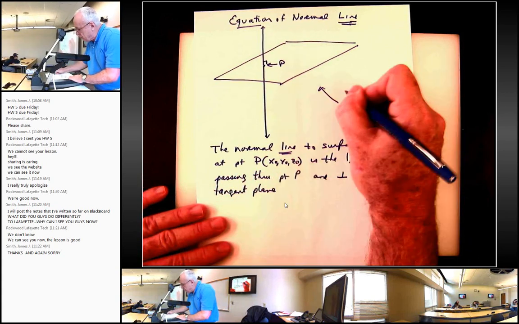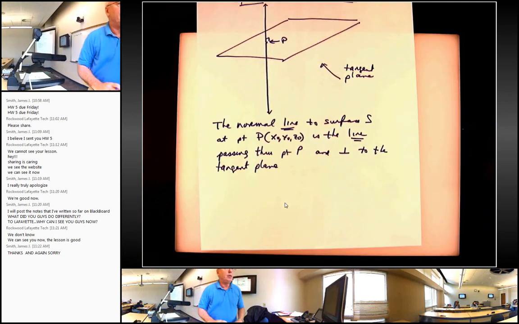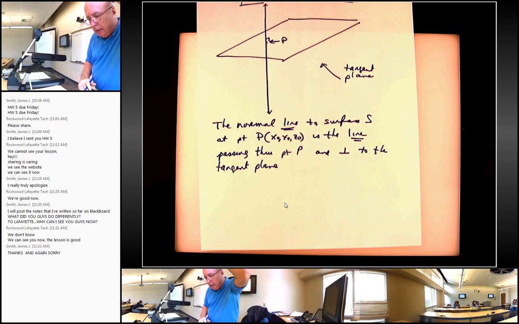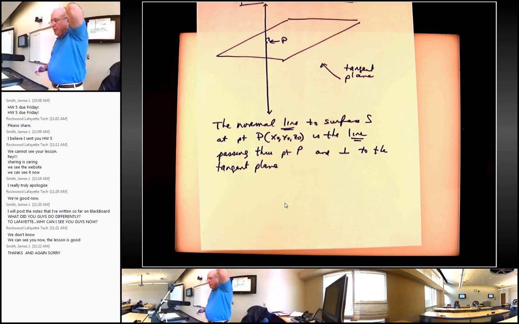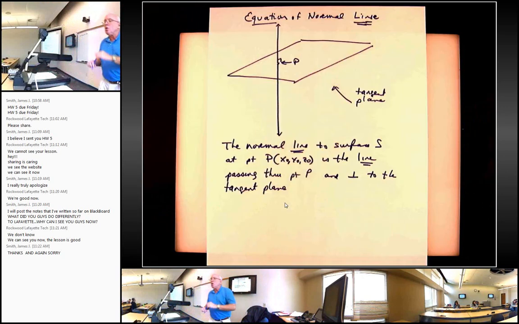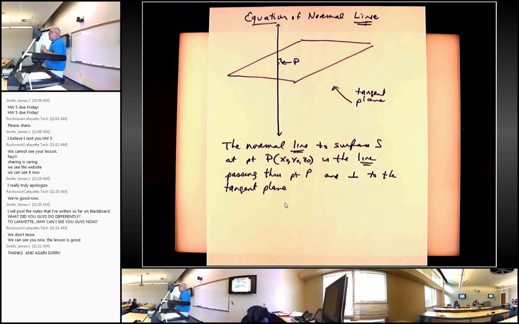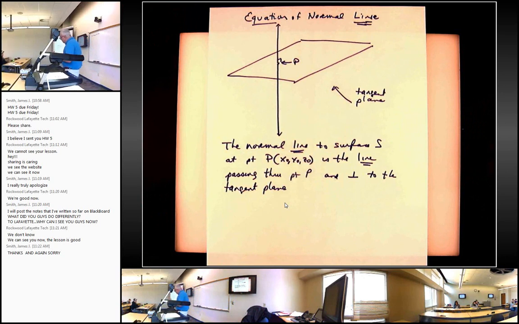So in this case, the plane that we're talking about is the tangent plane. All right, so let's remember something about the equation of a line. To get the equation of a line, we need two things. We need the direction vector of the line and a point that it goes through. Two things.